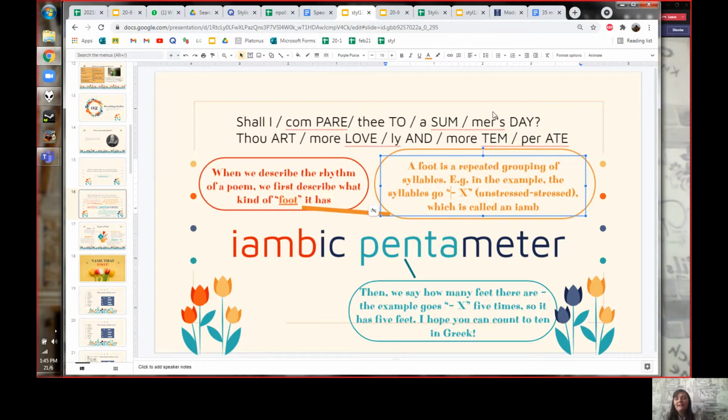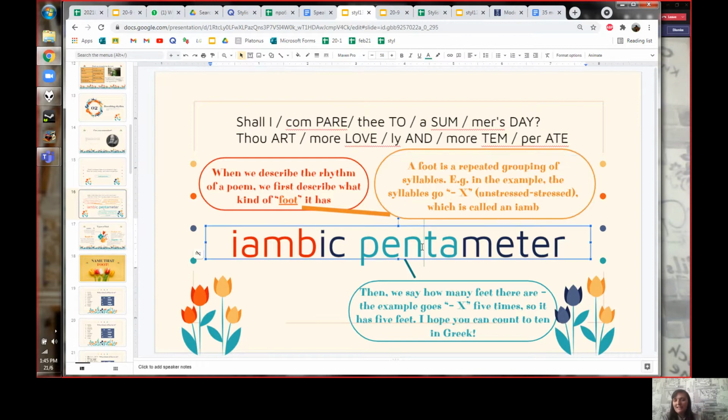This is called iambic. And then the second word here, this tells you how many of these feet there are, right? One, two, three, four, five. Shall I compare thee to a summer's day? Right? Easy.